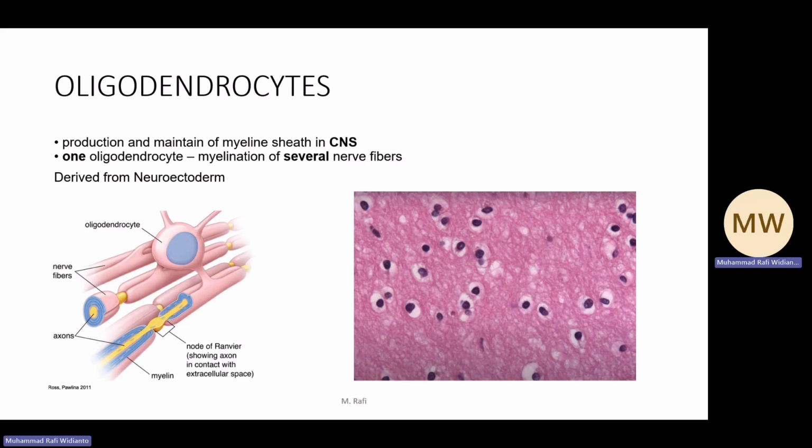All right, so here we have an oligodendrocyte. Like I said already, one oligodendrocyte can myelinate several nerve fibers, and the slide over here sort of resembles an egg. So whenever you see these type of egg-like structures, then just know that they are always oligodendrocytes, and they are derived from the neuroectoderm.